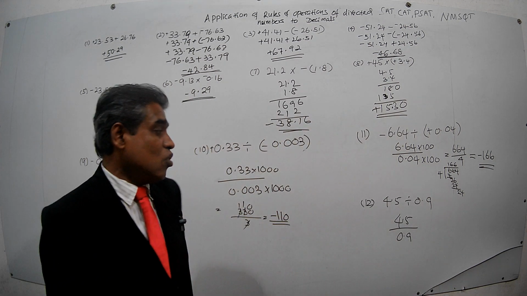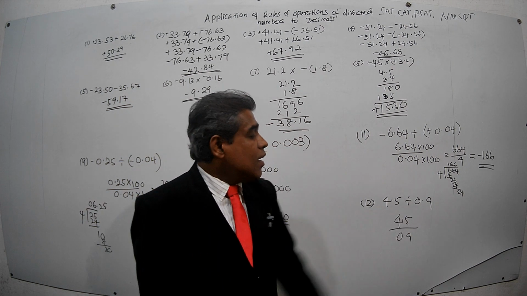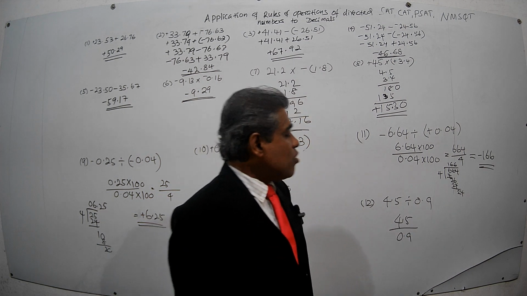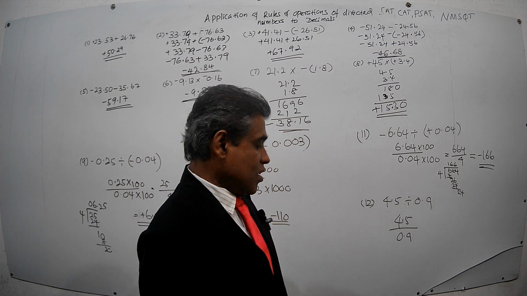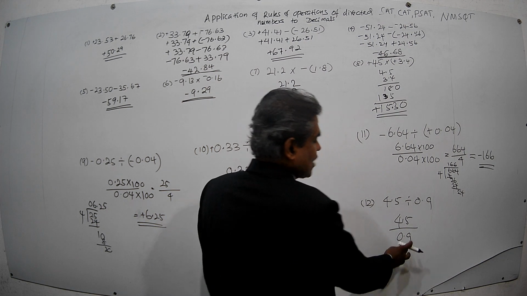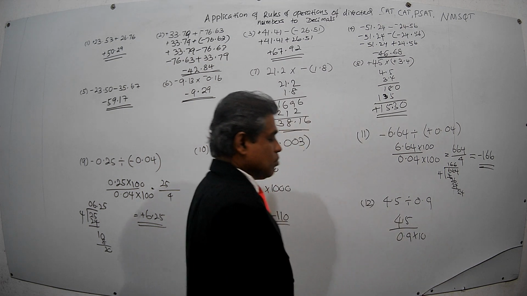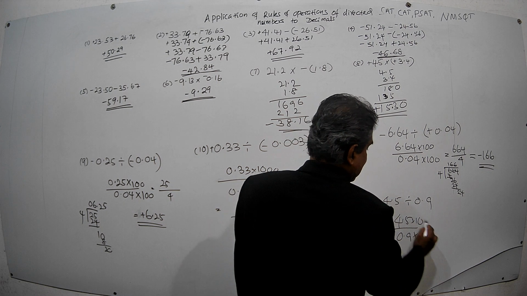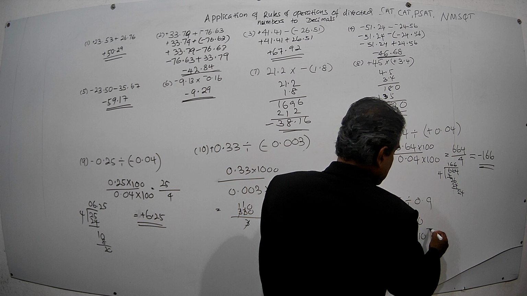Again, in this one also, the number after the division sign is a decimal. When the number after the division sign is a decimal, you have to remove that decimal point. To remove the decimal point, you have to multiply this by something. As this has only one decimal place, you multiply by 10 to remove that decimal point. Then when you multiply this by 10, you multiply this also by 10. Right? Okay.